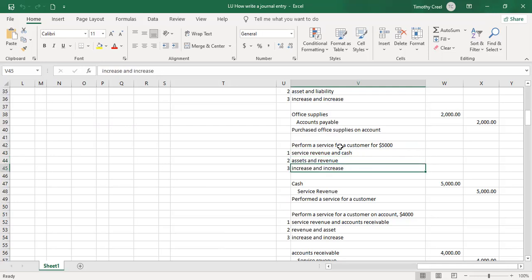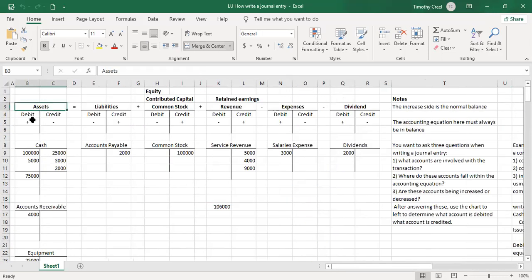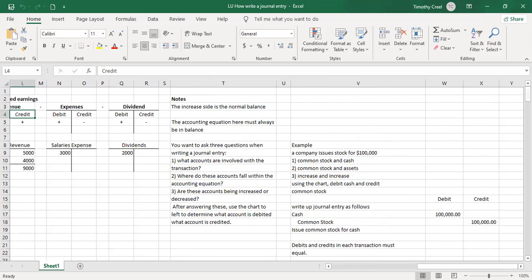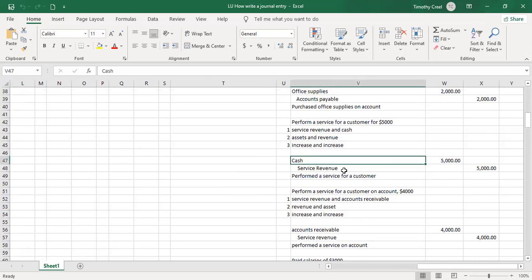In this case, anytime that you earn a revenue, you are increasing the revenue. Anytime that we bring in cash, like we are here, we're also increasing cash. So if we were going to go to the T accounts, an increase to an asset is a debit. So that would mean we would debit cash. An increase to a revenue is a credit. So that means we would credit service revenue. So if we look at this transaction here, we would debit cash, we would credit service revenue for 5,000, short description, performed a service for a customer.